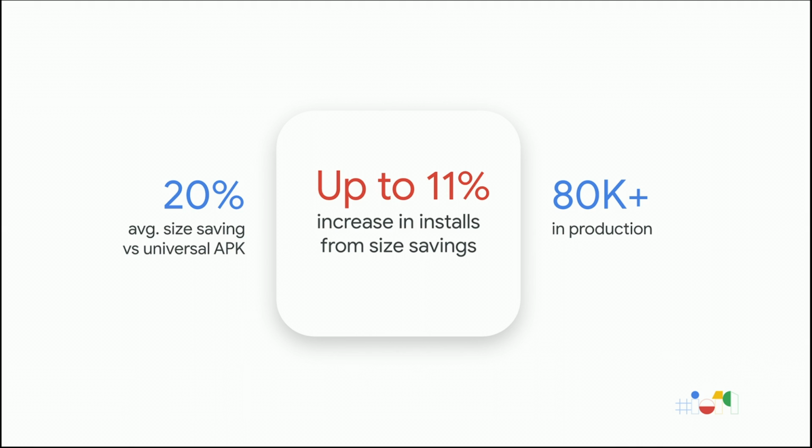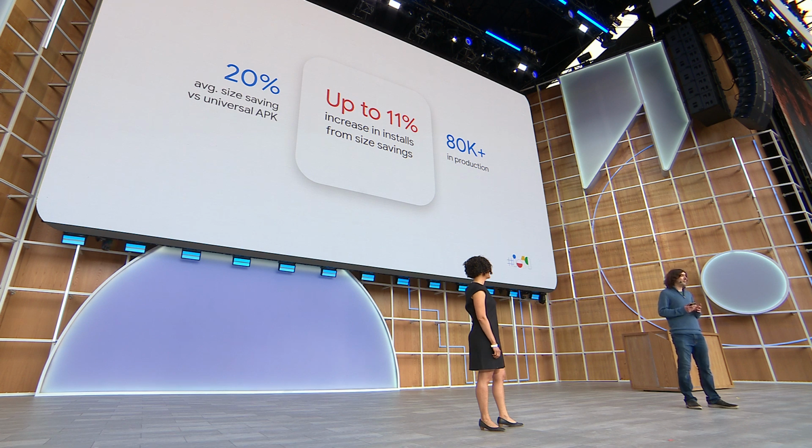So on average, the app bundle yields a 20% reduction in app size. This leads to faster downloads, which leads to an 11% increase in install successes, because there are fewer chances for the download to fail. And since less disk space is used, it also leads to a reduction in uninstalls. So since launch, more than 80,000 apps have moved over to the app bundle. Those apps are now publishing a single bundle and relying on Play to deliver smaller APKs to specific devices tailored for them.